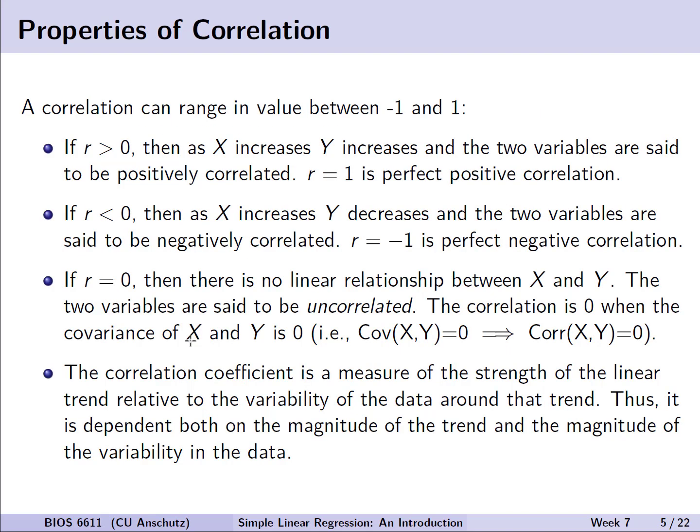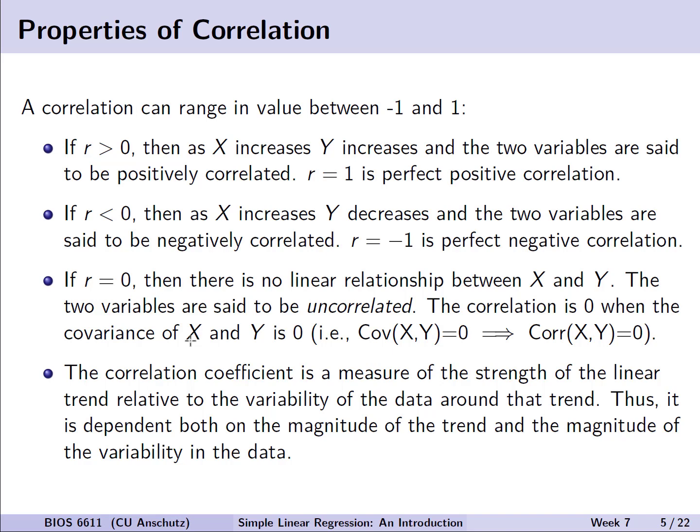So what are some properties of this correlation coefficient? Correlation can range between -1 and 1. We have the following general properties and conditions. If r is greater than 0, then as x is increasing, y is also increasing. And we would say the two variables are positively correlated. And if we happen to see that r equals 1, it would be a perfect positive correlation. This is in contrast to r being less than 0. In that case, as x increases, our other variable y would be decreasing, and the two variables are said to be negatively correlated. Again, r equals -1 would represent then a perfect negative correlation.